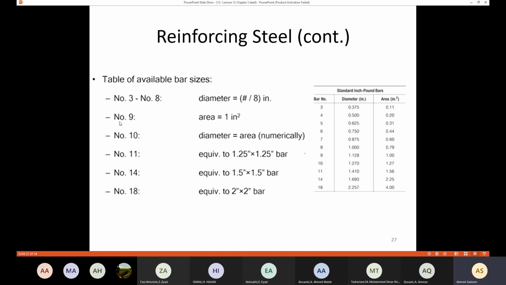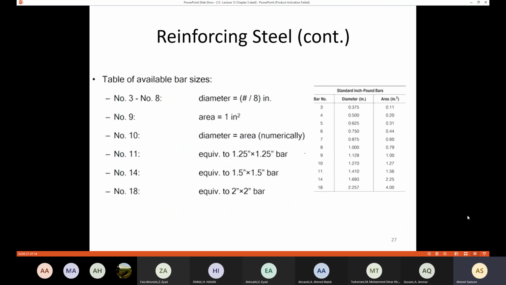And regarding bar number 9, in bar number 9, the area is 1. It's just special properties regarding the bar numbers. So this one is a special number. The area is 1 in bar number 9. In bar number 10, the value of the diameter is the same as the value of the area, of course numerically. Okay, because the area and the diameter represent different parameters. But here, as a property, the value of the diameter numerically is the same as the value of the area regarding bar number 10.